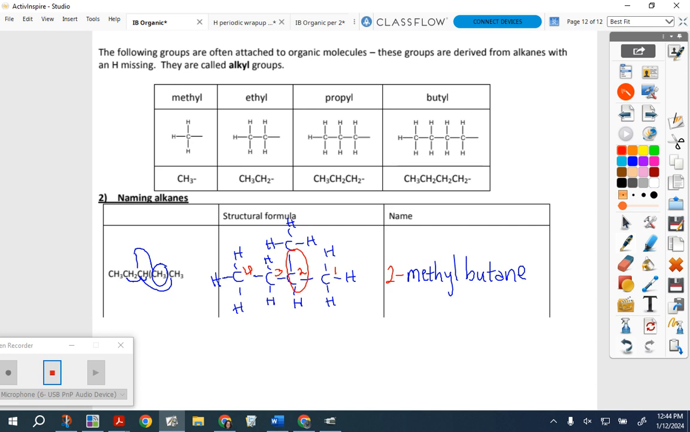And when you get into really complicated stuff, you start deciding who gets priority over the smallest number, because if you've got a bunch of things coming off of the same chain, then you've got to decide where to number it for who gets precedence. But we're not going to worry about that. Yes?